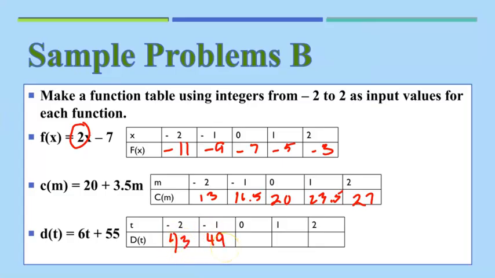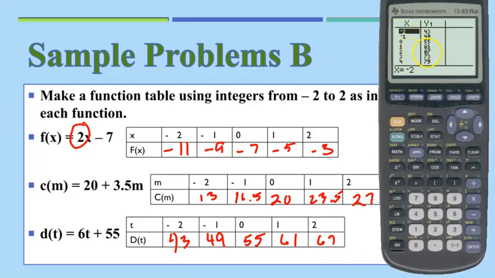And I'm really just adding 6 each time. So 49 plus 6 is 55. And then this would be 61. And 61 plus 6 is 67. But just verify that. There we have that. So that's our lesson on writing function rules.